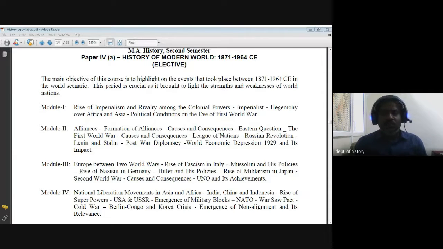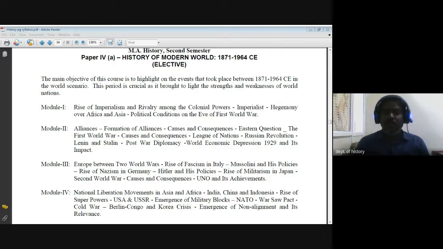Okay, so such two groups took place, and on the sides of these two groups a number of countries joined, which created some tension. So this leads to the First World War. The formation of these alliances created certain tension, and apart from the formation of alliances, you'll see other causes also.